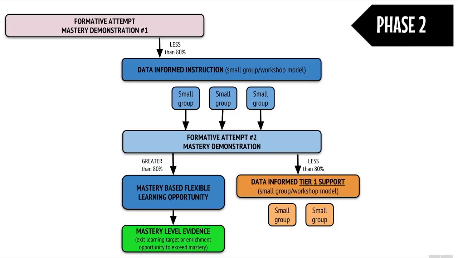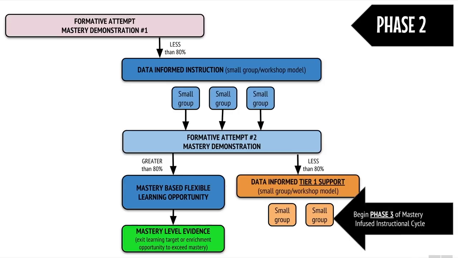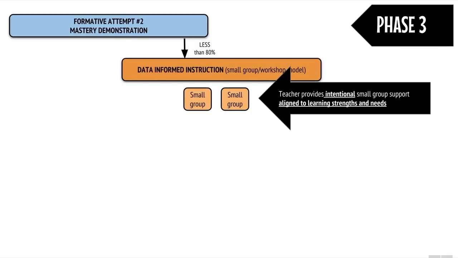Now, if you notice the change in color, first it was purple, phase 1. Then it was blue, phase 2. Now it's orange, phase 3. Things are getting a little different now, because kids are about to enter into phase 3 of the mastery cycle. When kids are in phase 3, the teacher needs to be extremely intentional about small group supports.